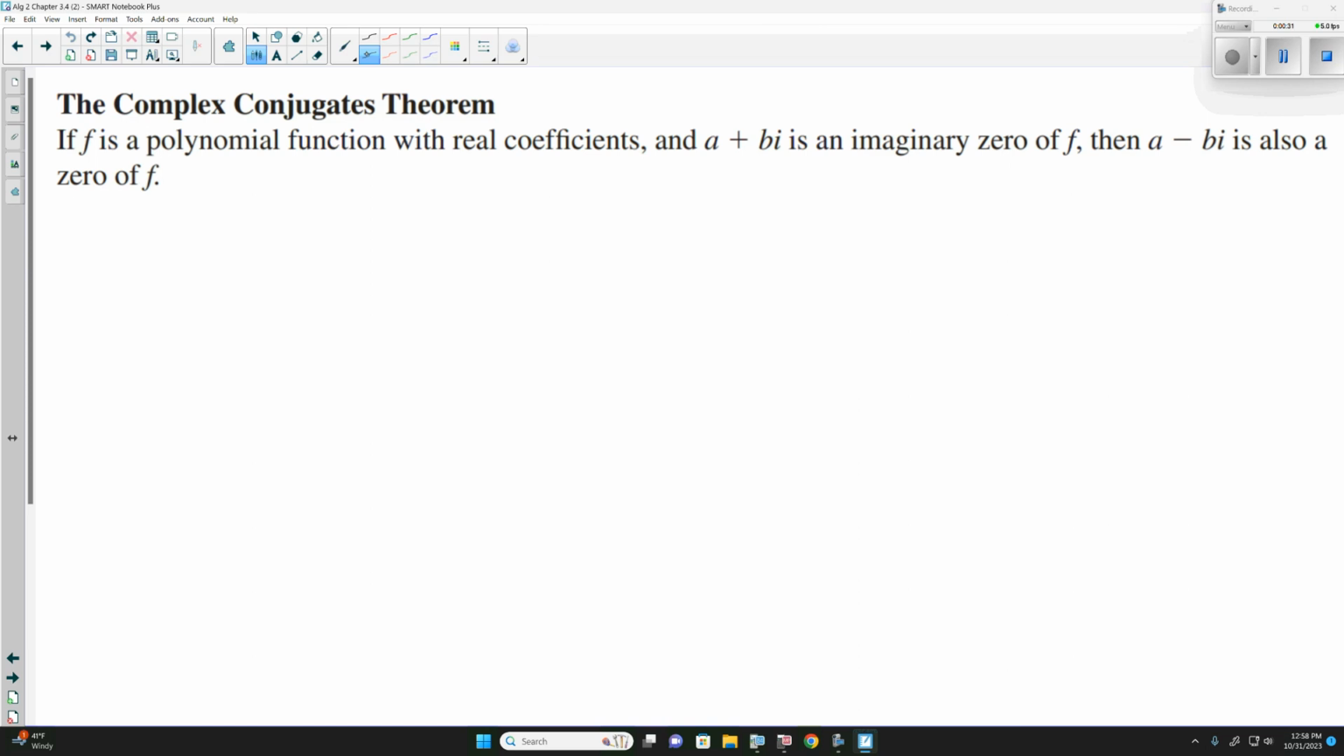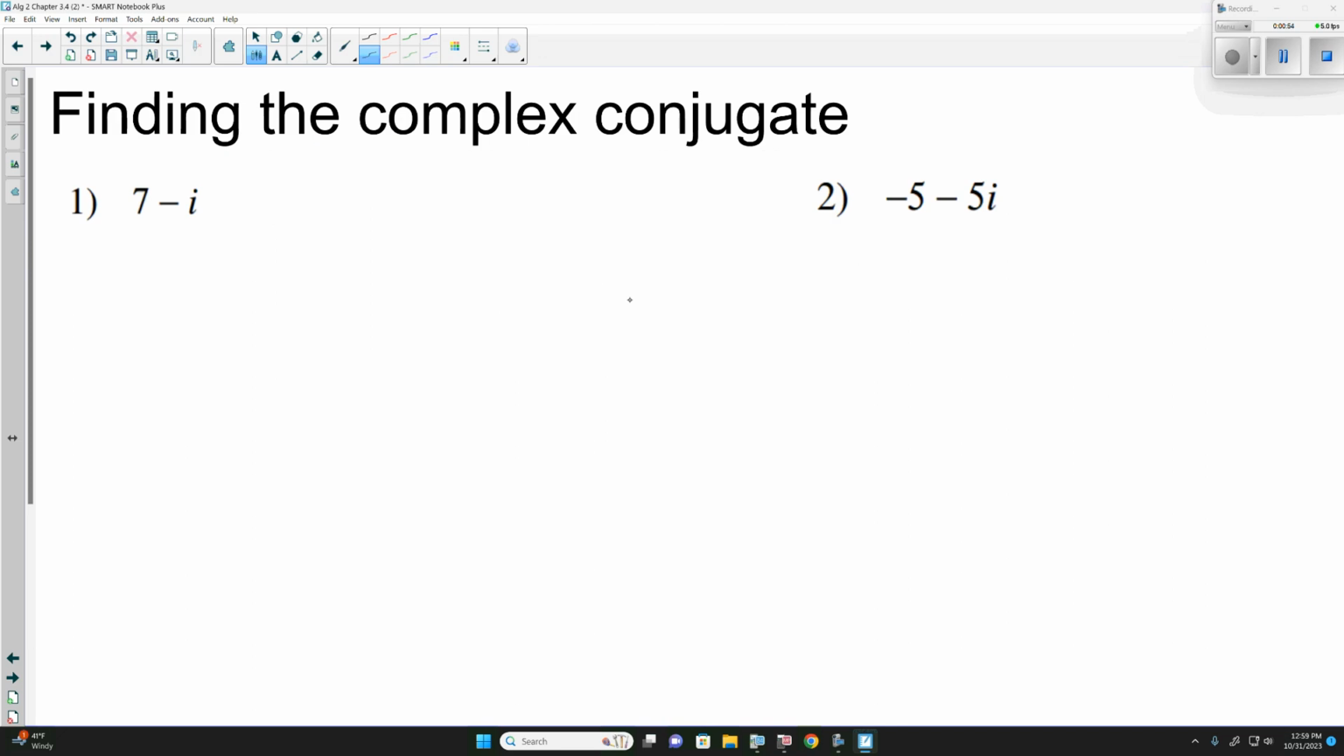You're welcome. So the first thing we're looking at is complex conjugate. If a polynomial of real coefficients and a plus bi is an imaginary zero, then a minus bi is also. So for every a plus bi, its complex conjugate is a minus bi. If we look at the first example here, 7 minus i, its complex conjugate would be 7 plus i.